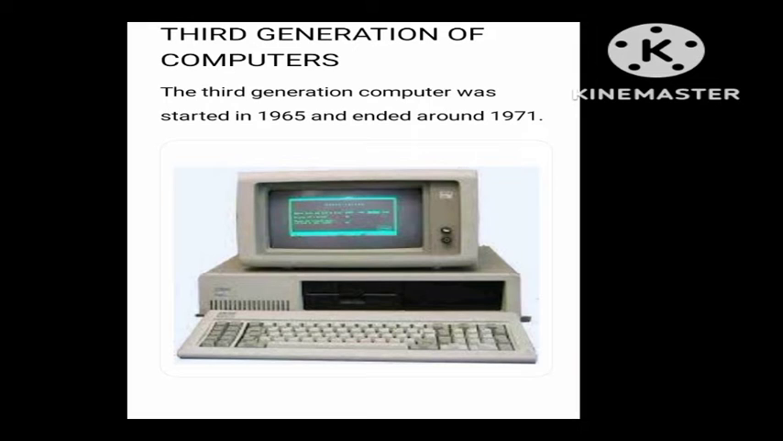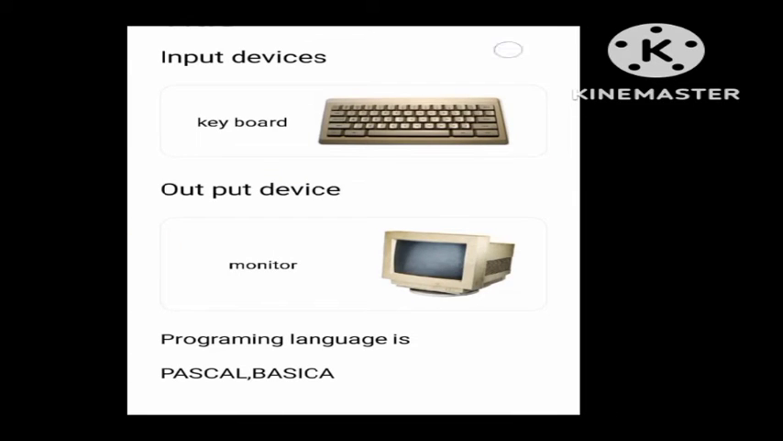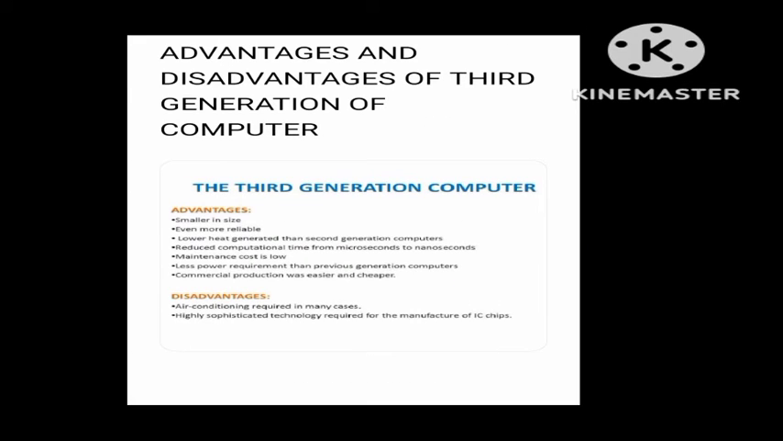The third generation of computer started in 1965 and ended around 1971. Input device, keyboard. Output device, monitor. Programming language is Pascal. Advantages and disadvantages of third generation of computer.